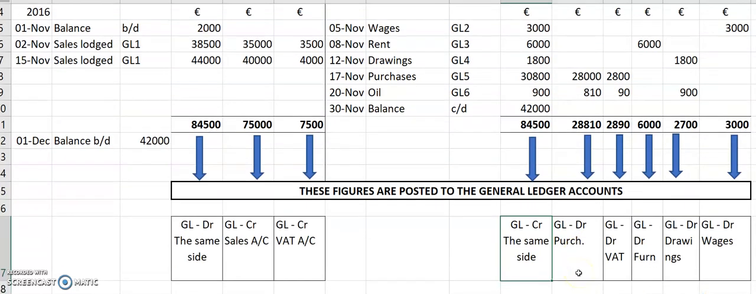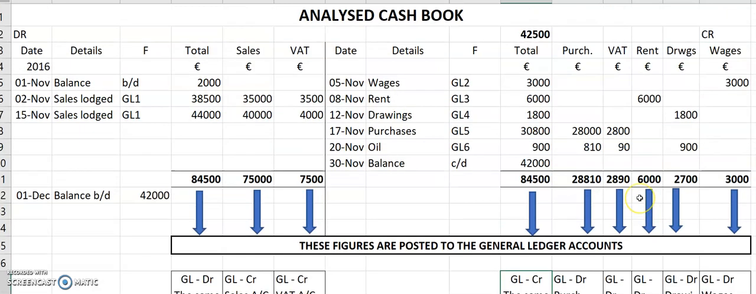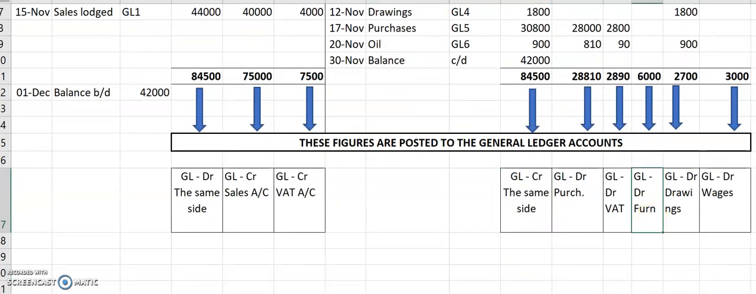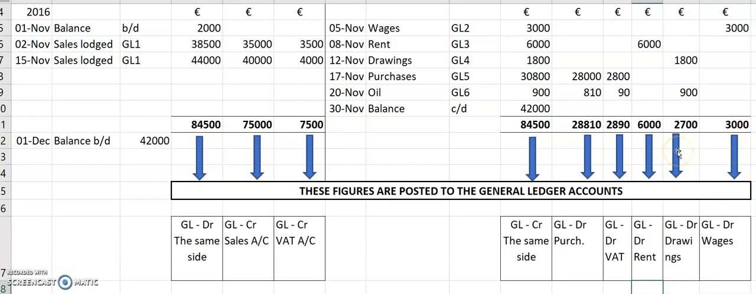So we have to debit 28,810 into purchases, 2,890 into VAT, 6,000 goes into rent, 2,700 will go onto the debit side of drawings, and then finally 3,000 is going to go into the debit side of wages. So I just have to keep putting on the debit side.